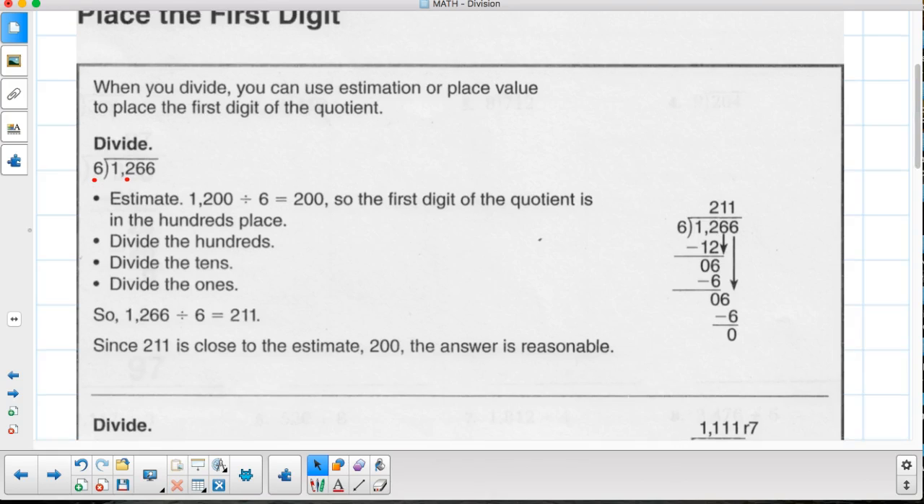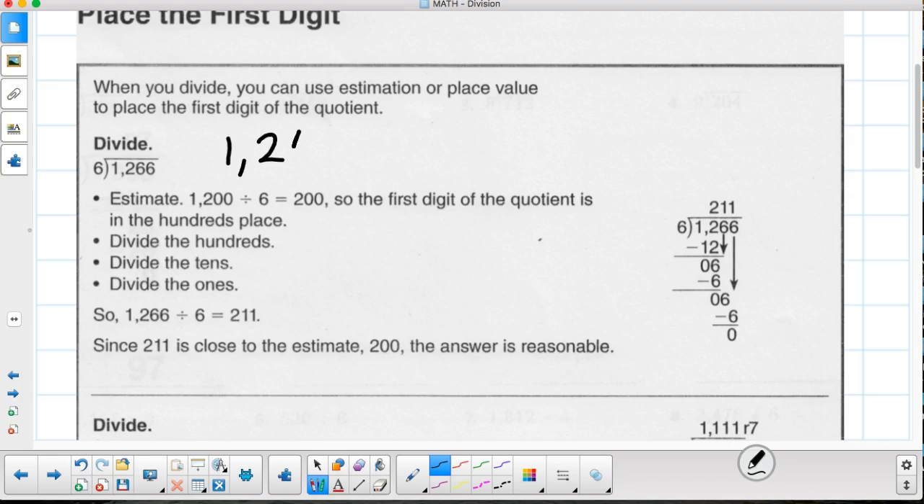So let's take a look at this problem here. Let's see what's going on. All right? So this person took 1,266 and just said to himself, I need to round it. And I need to find compatible numbers here. Now, here's what I see. I see a 6. It's really important. And I say to myself, the 6 going into 1.